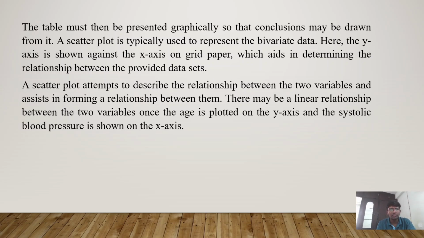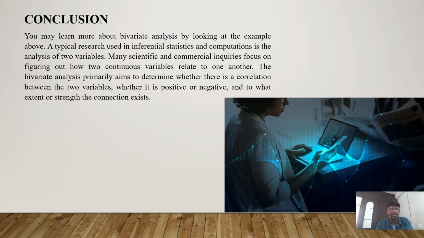A scatter plot describes the relation between two variables and assists in forming a relation between them. There may be a linear relation or a multiple linear relation between two variables once the age is plotted on the y-axis and systolic blood pressure is shown on the x-axis.